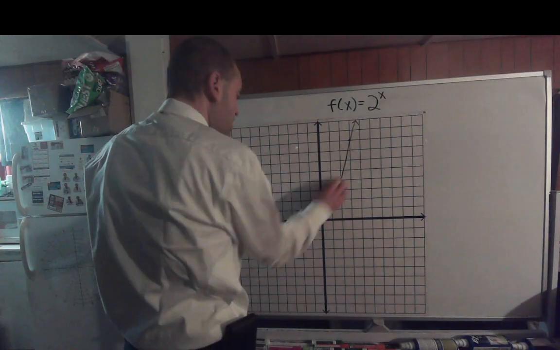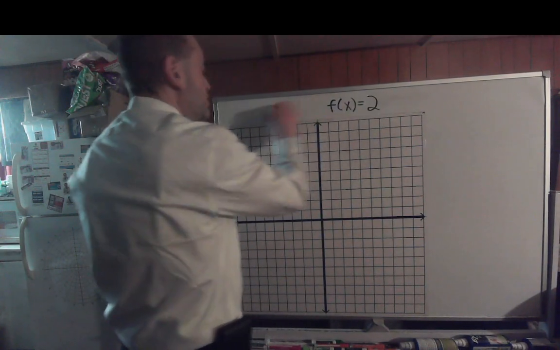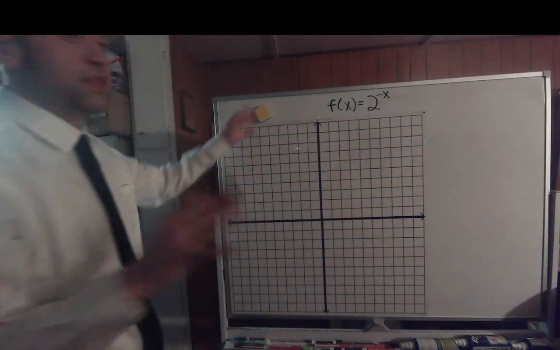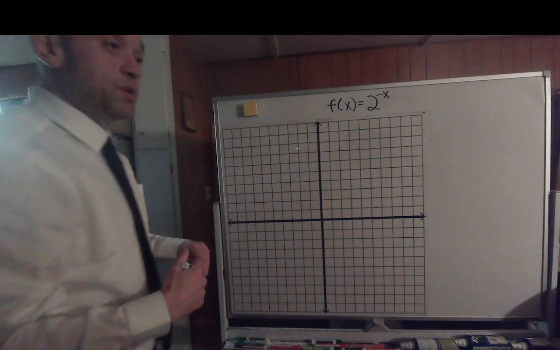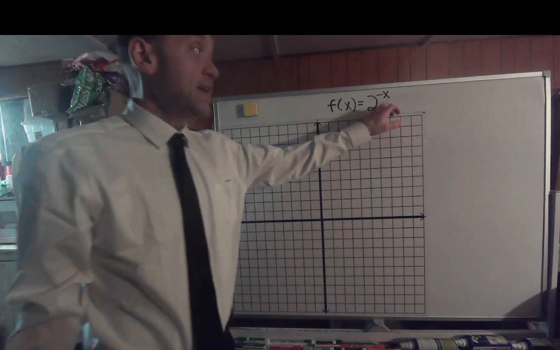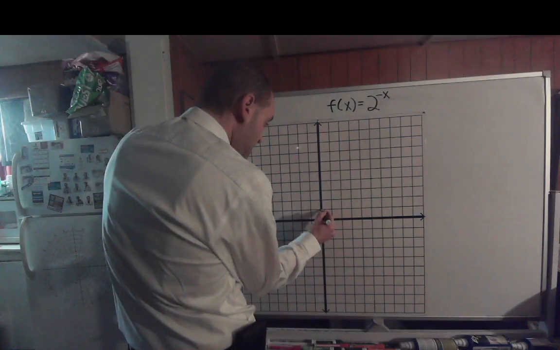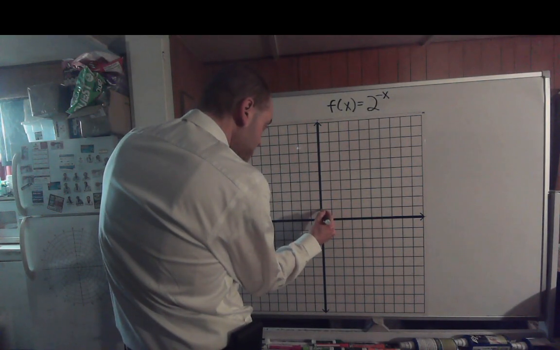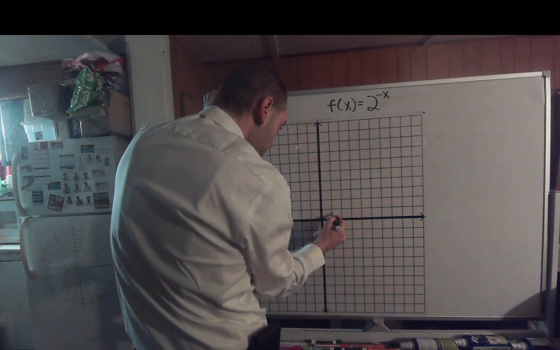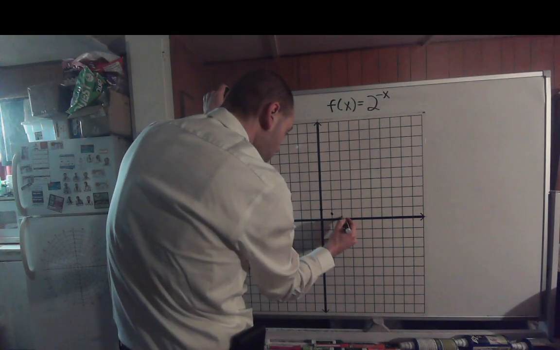Now, we can also talk about reflections. So let's start with 2 to the negative x. What if I had 2 to the negative x? So this would indicate a reflection in the y-axis. So let's pick x equals 0. You still get a y value of 1. But let's pick x equals positive 1. You would get 2 to the negative first, which would give you 1/2. If I pick positive 2 for x, I would get 2 to the negative second, which is 1/4.